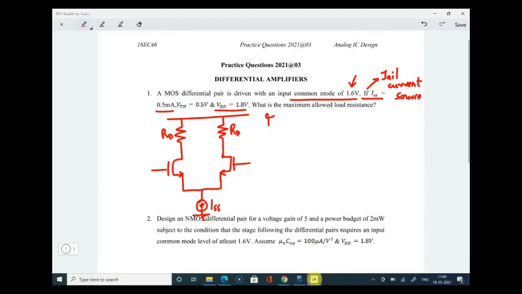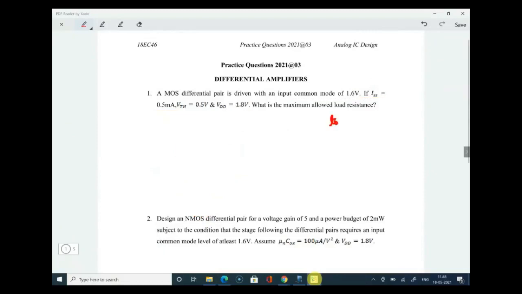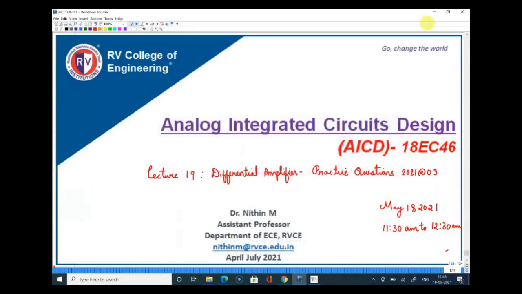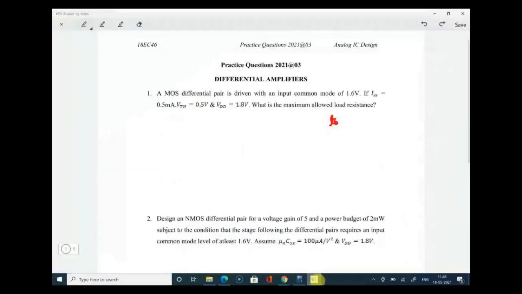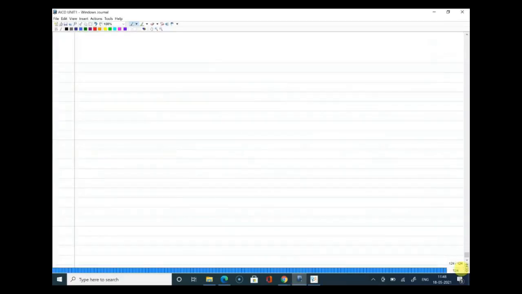So we know the condition for a MOSFET to be, sorry. I will write the solution here itself on the sheet.